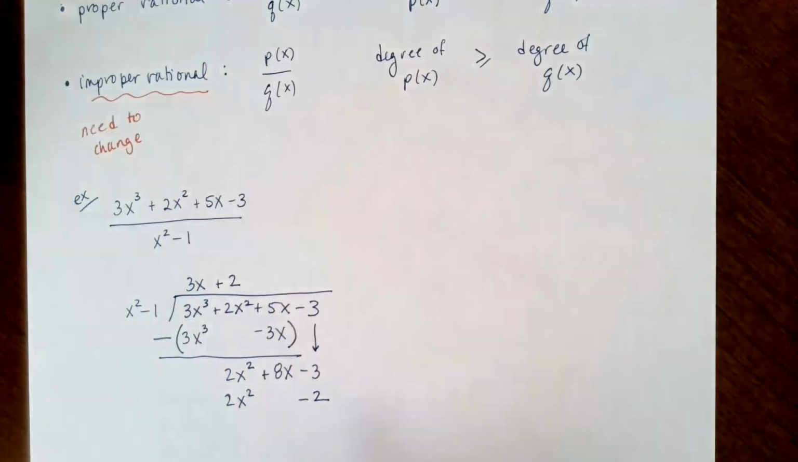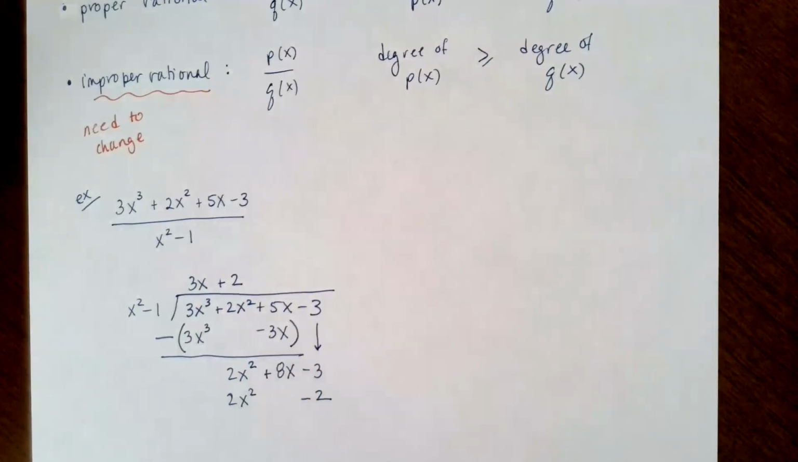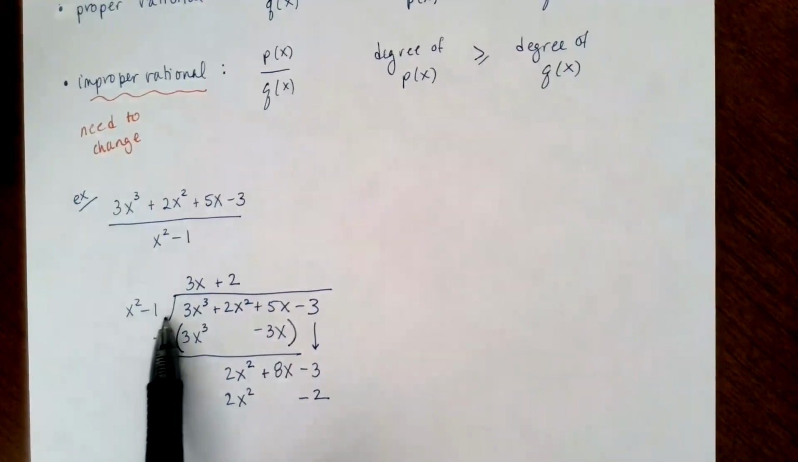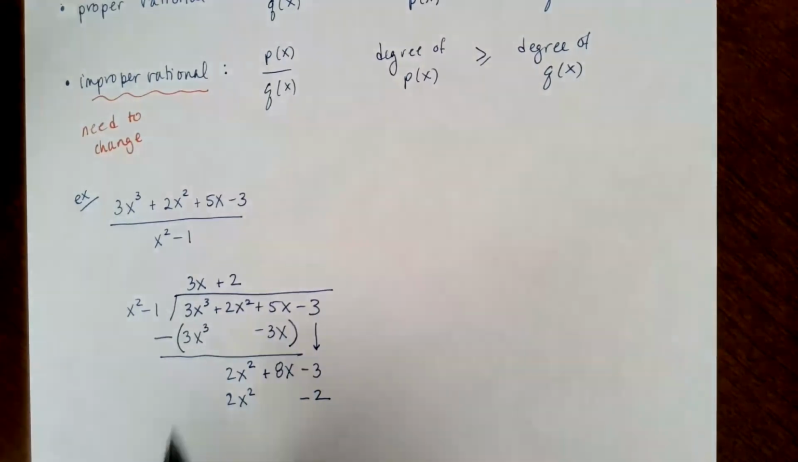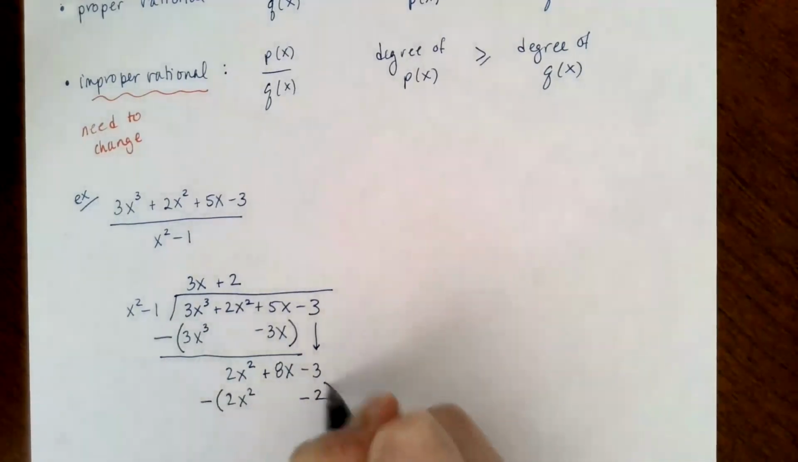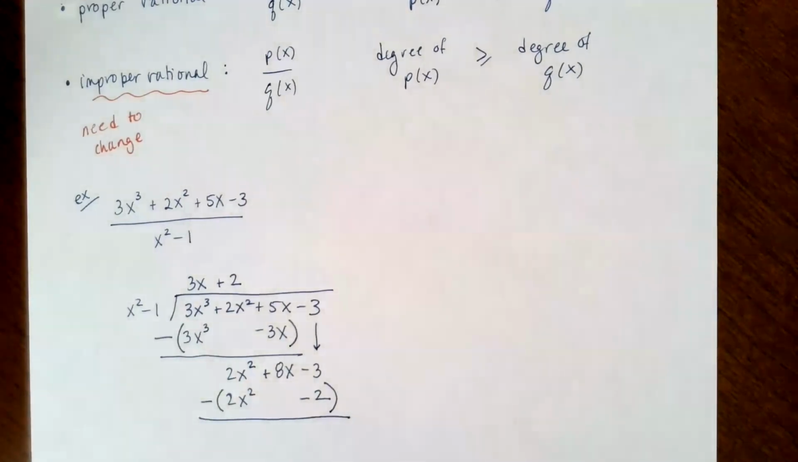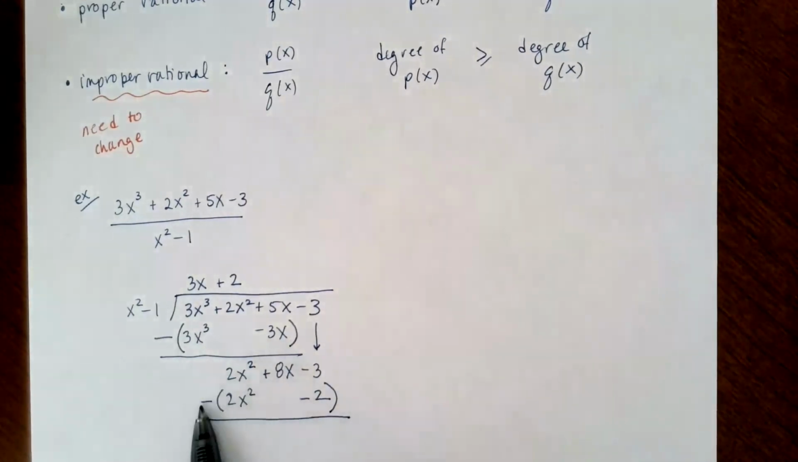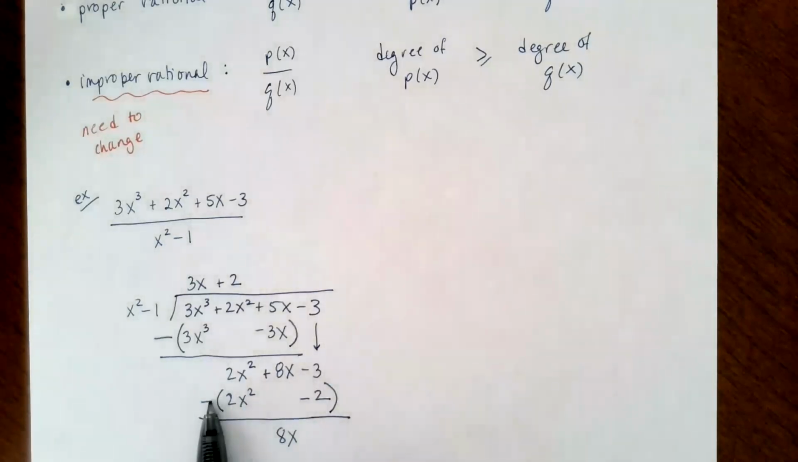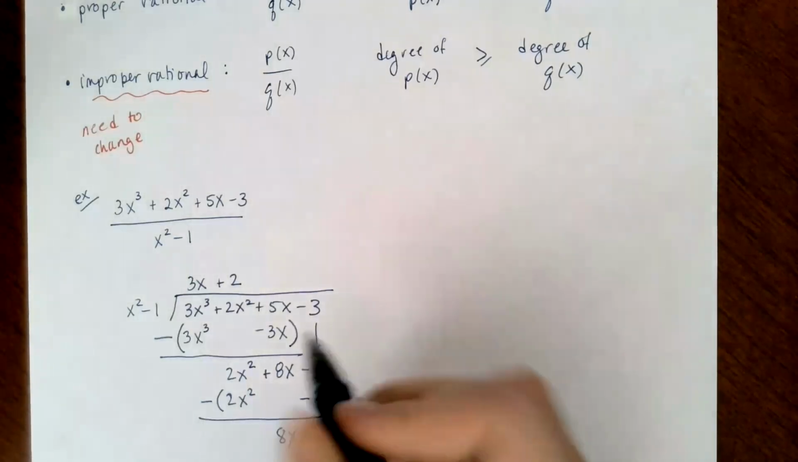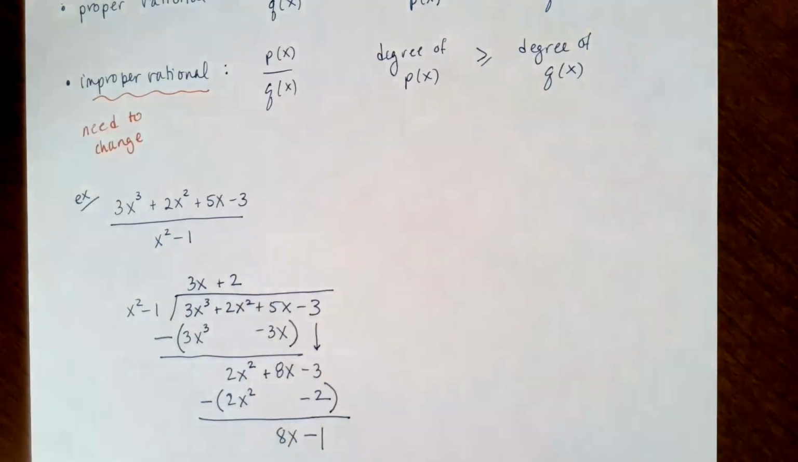Again, I'm leaving this empty space just so that like terms are stacked. The reason I have to do that in this problem is because this polynomial doesn't have an x term. If it did, we wouldn't have this shifting issue. Again, I'm going to subtract this polynomial from the one above it. 2x squared minus 2x squared perfectly cancels because we made that happen. 8x minus nothing is 8x. And then negative 3 plus 2 is going to give me negative 1.